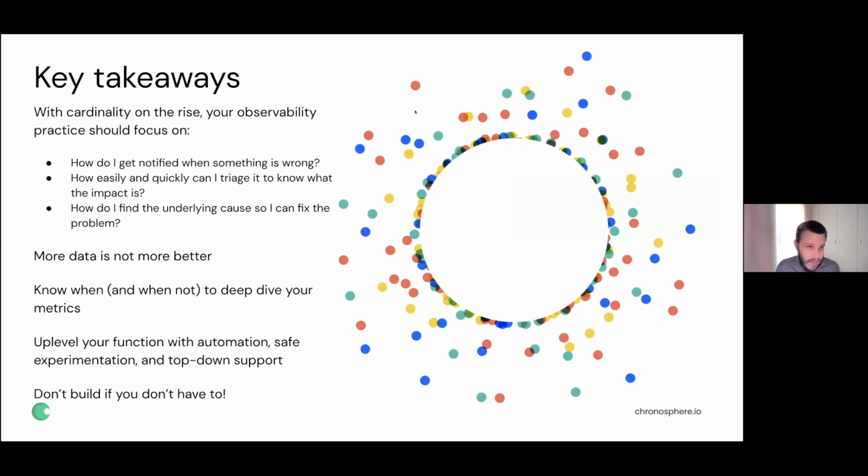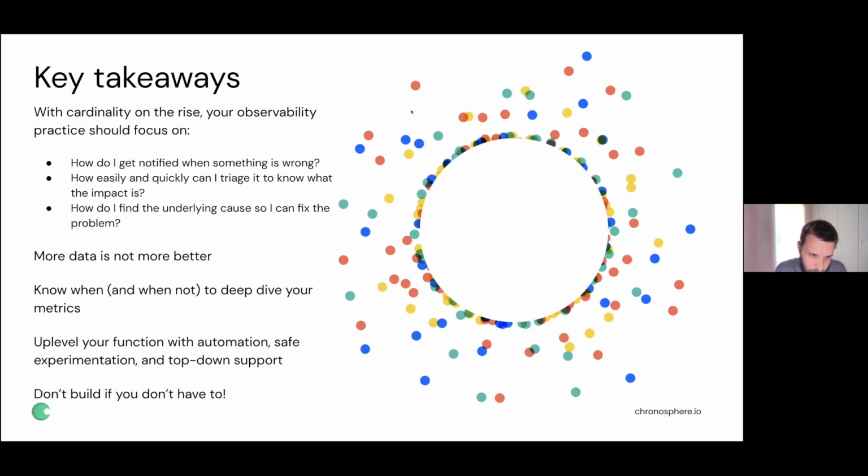But the key takeaways: you really should think about how you can easily get notified when something is about to go wrong or is already affecting end users. How quickly can I triage it and know what the impact is? How quickly can I find that underlying root cause after I've mitigated and triaged and stemmed the bleeding of an active issue? And remember that more data is not better.